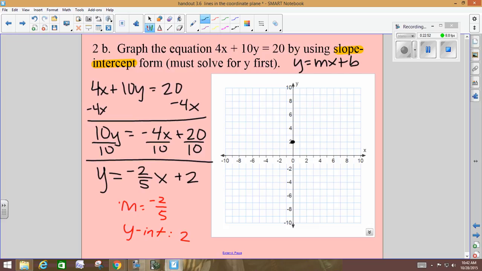You only make one of them negative. You don't go backwards then. Then you can do it again. Go down 2 and then right 5. Or you could go up 2 and left 5, because left would be the negative part. 3 points. Connect your dots, put your arrows, and you should have a downward line because it's a negative slope.